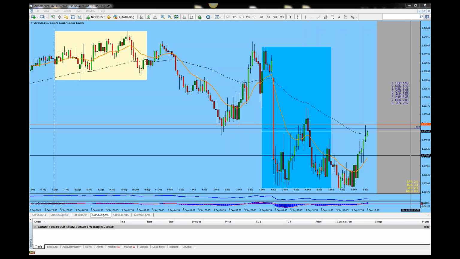Okay, record button's on. Someone posted a question about lot size progression.